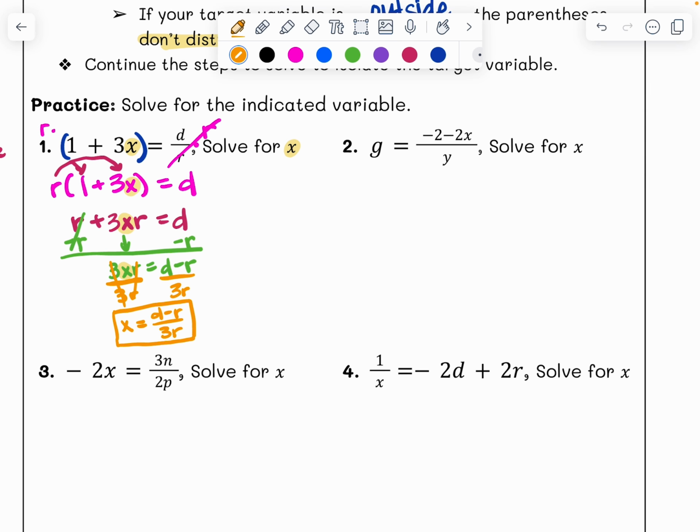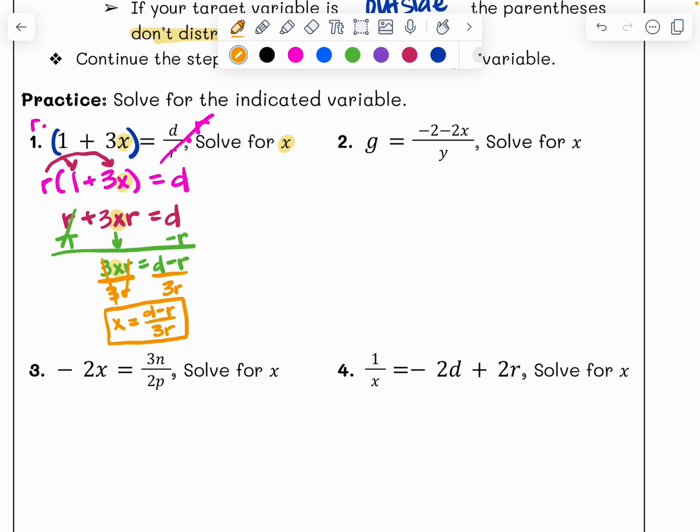Number 2, we are solving for x. So I'm going to highlight x in my equation. And I do have a variable in the denominator. I have y in the denominator. First thing I need to do is get it out of there. So again, the inverse operation for when you're getting rid of a denominator is going to be to multiply both sides by that variable. Cancels out on the right. Now I have yg equals negative 2 minus 2x.